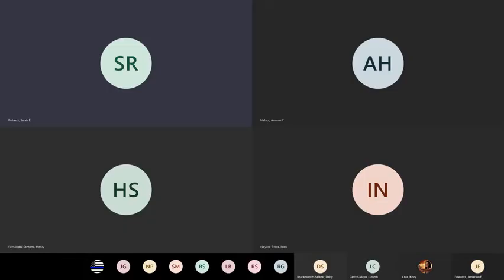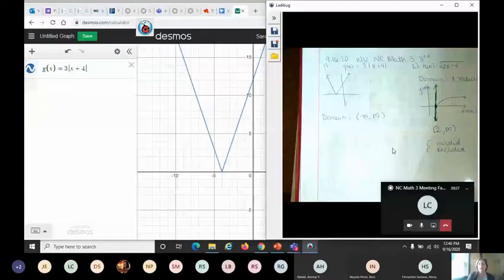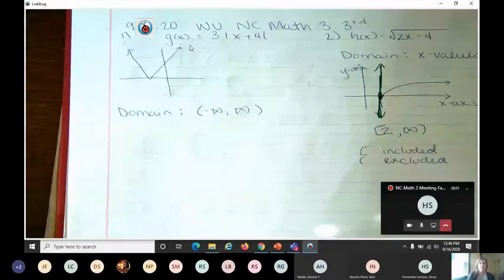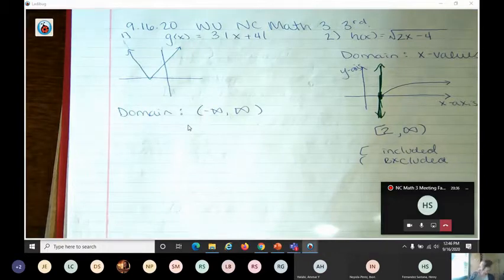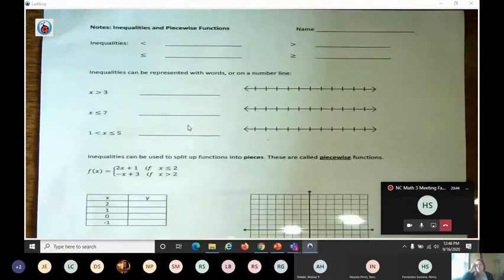Okay, if not, then we're going to go ahead and get started with the rest of class for today. So first, we're going to take some notes on piecewise functions. Starting a new topic today, but it is very related to our discussion about domain and range, okay? We're talking about inequalities again, or we will use these when we're doing piecewise functions. So we're going to review our inequalities before we go ahead and get started, okay?